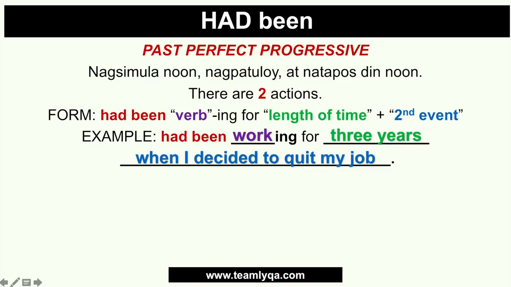So, yung kanina, kaya siya present perfect progressive kasi hindi pa siya natatapos. Pag natapos na siya in the past, then it will be past perfect progressive. Ang pinaka-key mo dyan is the second event. May second event kasi siya.